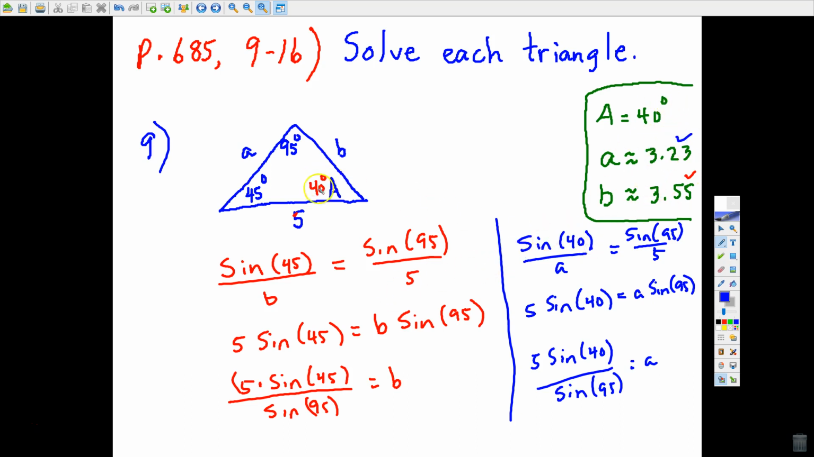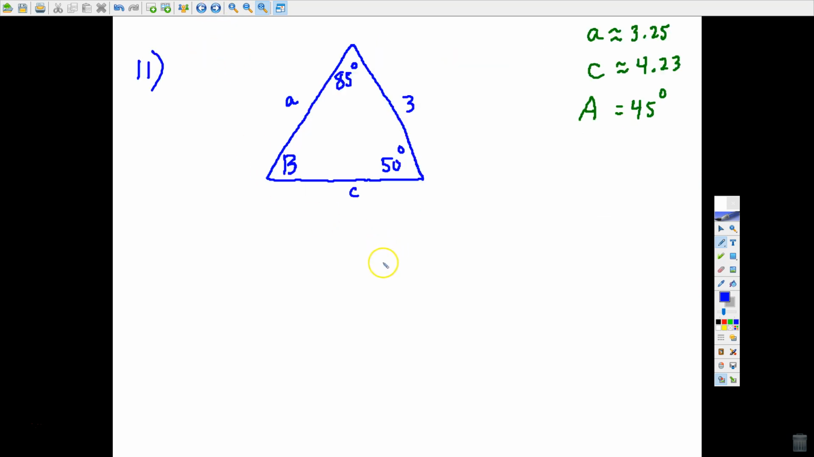So we got the missing angle by knowing the 180 degree rule. The sum of the angles equals 180 degrees. And we illustrated how the law of sines works whenever we're trying to find these missing sides. Okay, so let's try another example.